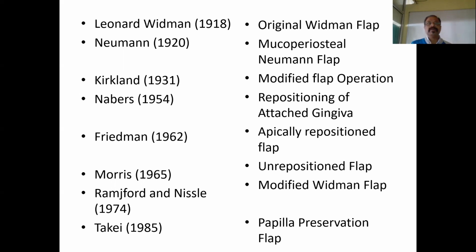Neighbors in 1954 gave another surgical procedure called repositioning of the attached gingiva. It was basically modified by Friedman in 1962, who called it the apically repositioned flap. Morris in 1961 gave the unrepositioned flap, and way back in 1974, it was Ramfjord and Nissle who modified the original Widman flap, and they called it the modified Widman flap. In 1985, Takei gave a newer, minimally invasive surgical protocol called the papilla preservation flap. And after that, there were a lot of flaps which were suggested.